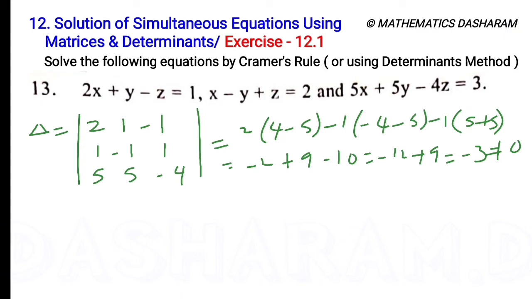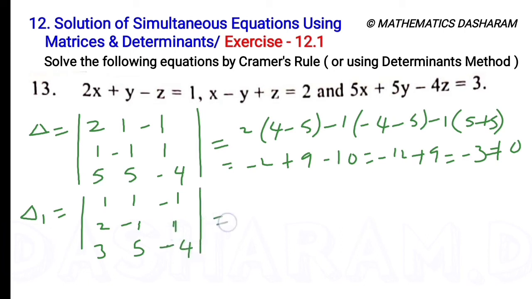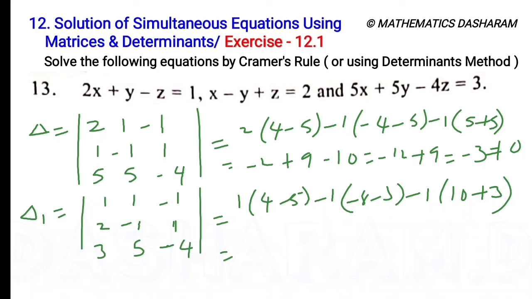Next, delta 1: replace the first column elements with the constant numbers 1, 2, 3. So 1, minus 1, 5, then minus 1, 1, minus 4. Find its determinant. So it is equal to 4 minus 5, which is minus 1. Next, minus 8 minus 3 is minus 11, and minus 11 into minus 1 is plus 11. 10 plus 3 is 13, 13 into minus 1 is minus 13. Minus 1 minus 13 is minus 14, plus 11, it is equal to minus 3.